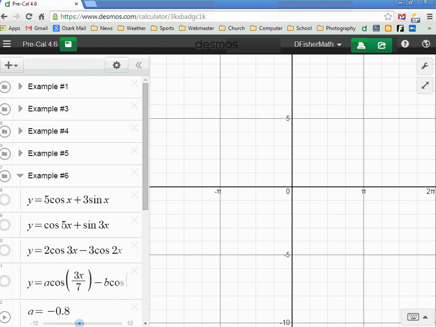The second one, my b values 5 and 3 are different. It is not a sinusoid. Is it periodic? Look at that for a minute. Yeah, I'm repeating the same pattern over and over again. So that is periodic, but it's not a sinusoid. It's really cool out there. And this really comes into play when we talk about music and physics.